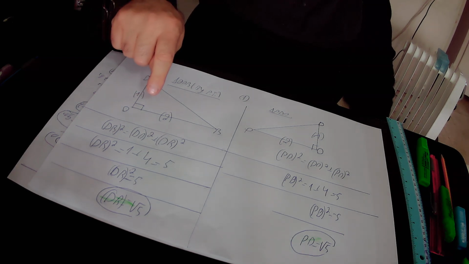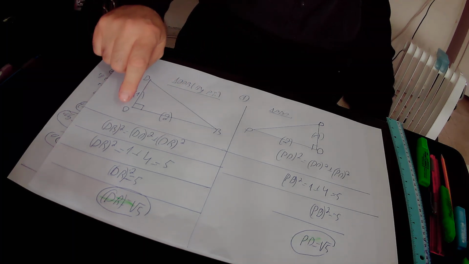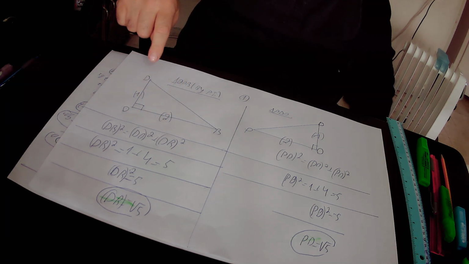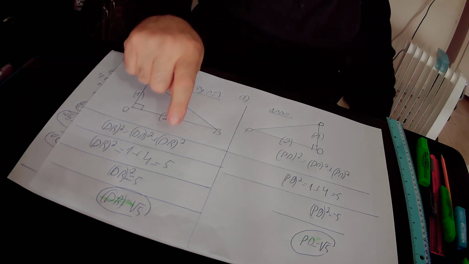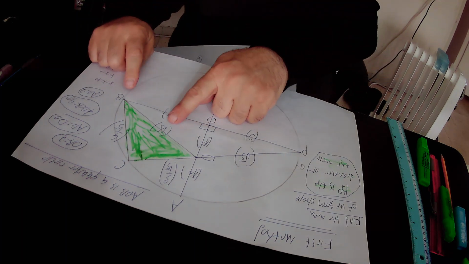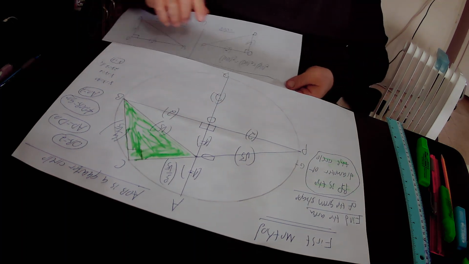DO is 1, therefore DO square is 1 square, that is 1. Plus OB square. OB is 2, therefore OB square is 2 square, that is 4. So in total, DB square equals 1 plus 4, that is 5. DB square equals 5. We took the square root of this equation and finally found out that the hypotenuse DB equals the square root of 5 units in its length. This is DB and it equals the square root of 5 units in its length.